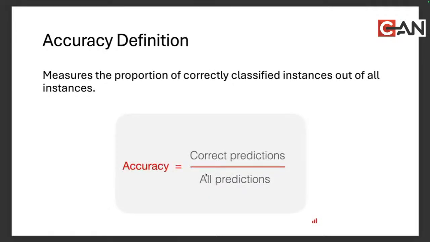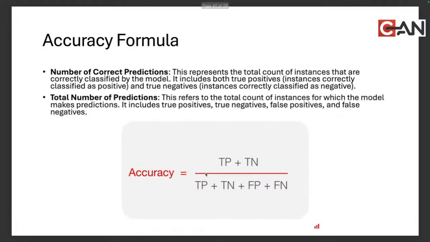So here's your formula. Correct predictions over all predictions. It's really simple. It's really straightforward. It looks and feels intuitive. And again, everybody knows what accuracy is. You talk to your parents, your sisters, your brothers, your aunts, your uncles. They all know what accuracy is.